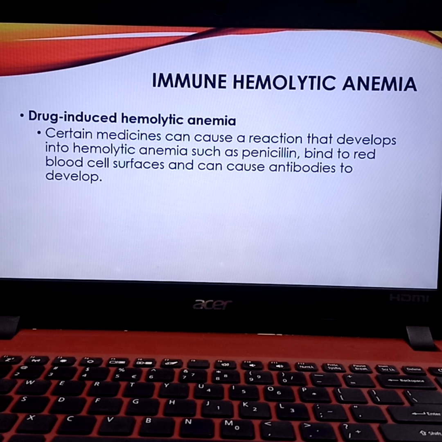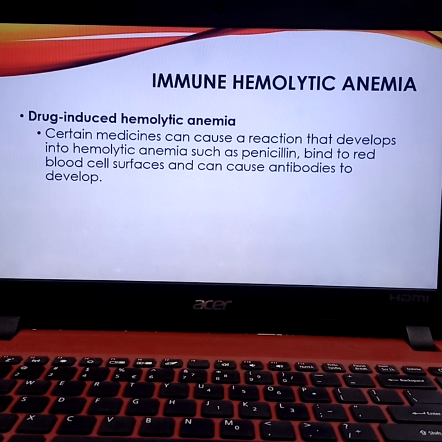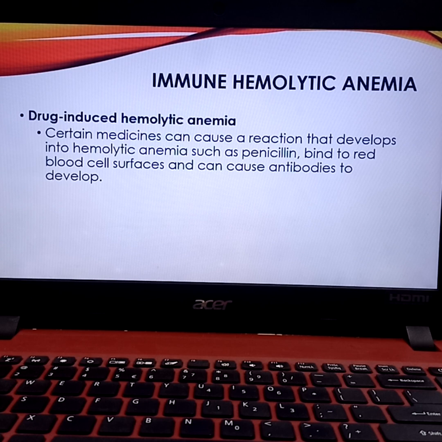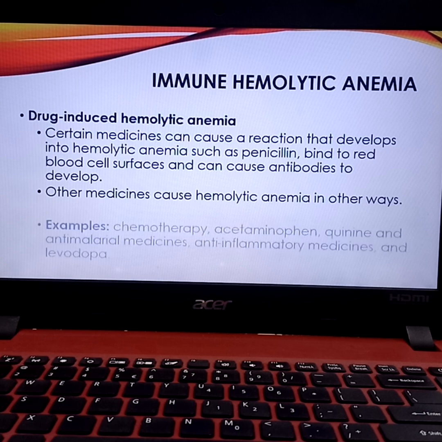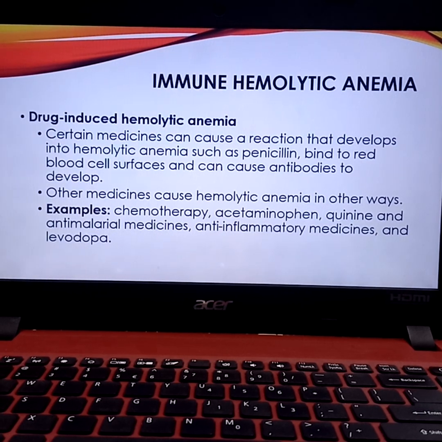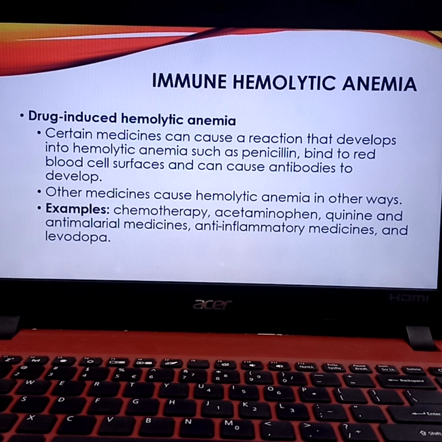So it's very important for us nurses to determine reactions that may occur before administering drugs such as antibiotics, specifically penicillin, because it can cause hemolytic anemia, which eventually in severe conditions can kill the patient. Other medicines that can cause hemolytic anemia in other ways, examples are chemotherapy drugs, just like I mentioned earlier, acetaminophen, quinine, which is an anti-malarial drug, anti-inflammatory medicines, and levodopa.